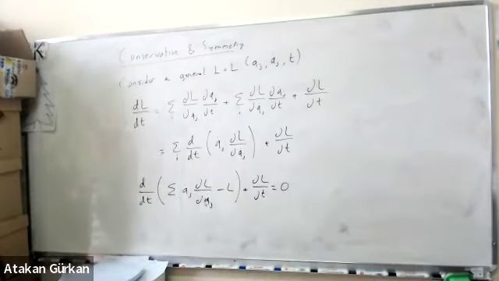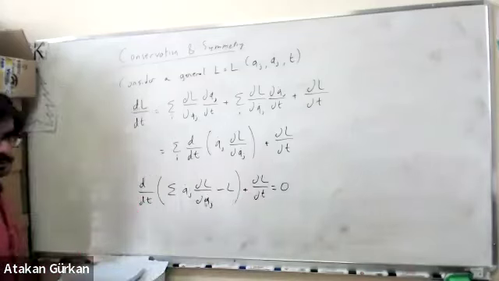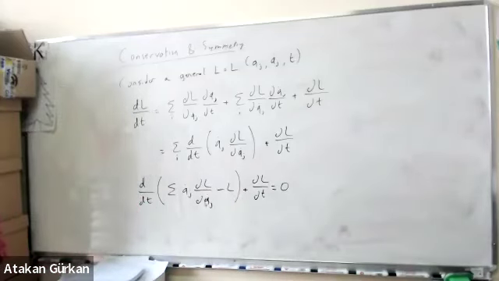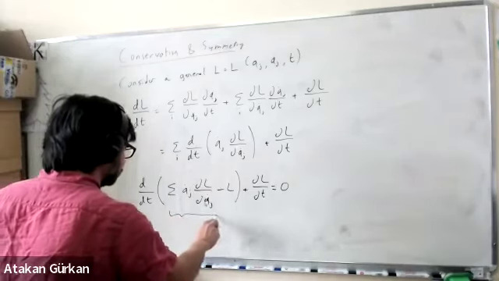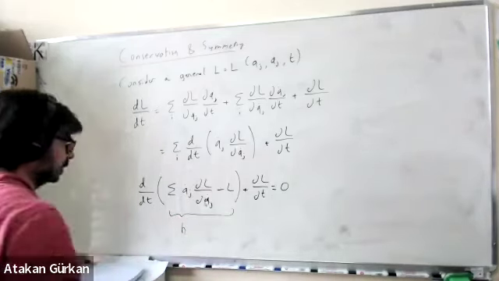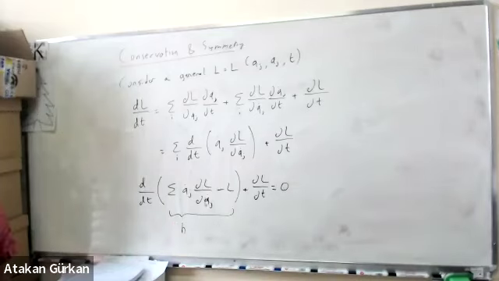Now, if your Lagrangian explicitly depends on time, there isn't anything you can do. You don't have anything conserved. But if it doesn't, then this thing here that we'll call H is going to be conserved if the Lagrangian does not explicitly depend on time.